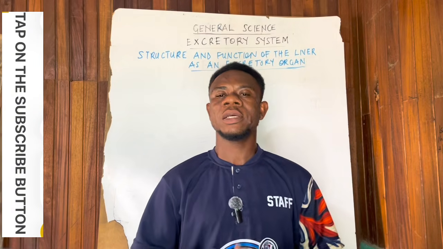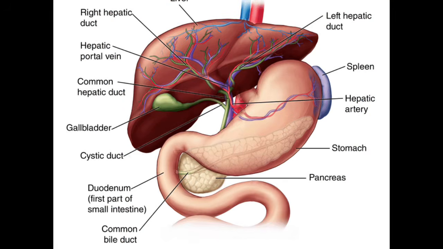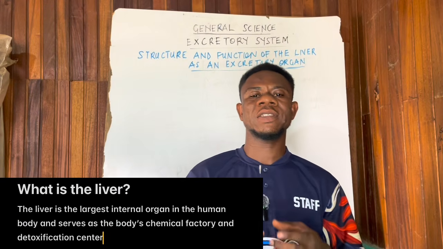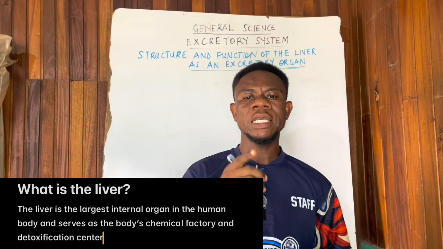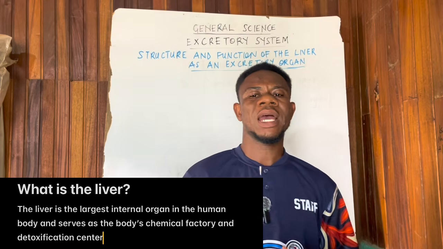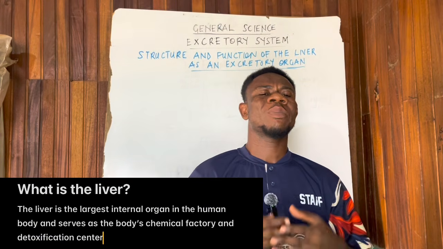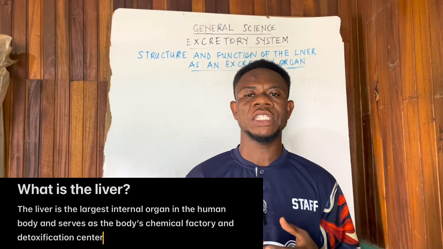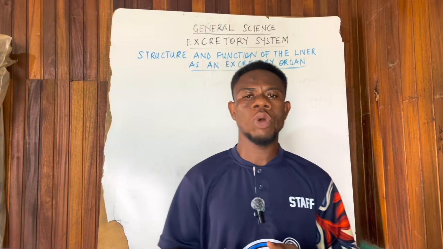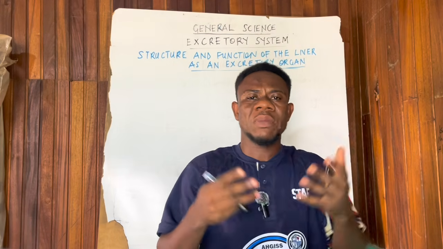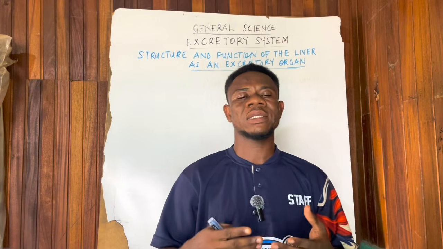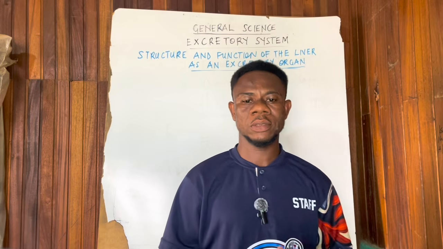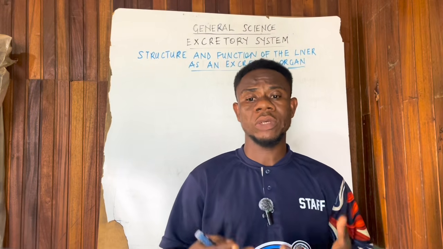What is the liver? Now, the liver is the largest organ in the human body and serves as the body's chemical factory and detoxification center. When we talk about the liver as a chemical factory, in essence, the liver is like a chemical manufacturing plant that takes in raw materials.